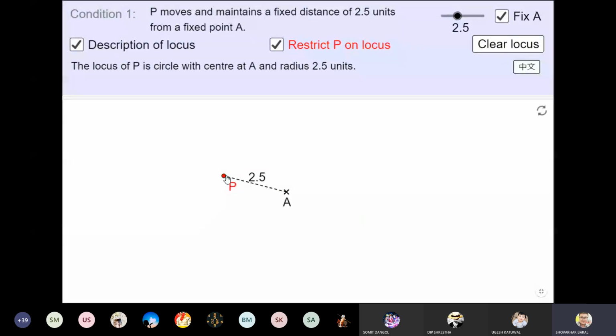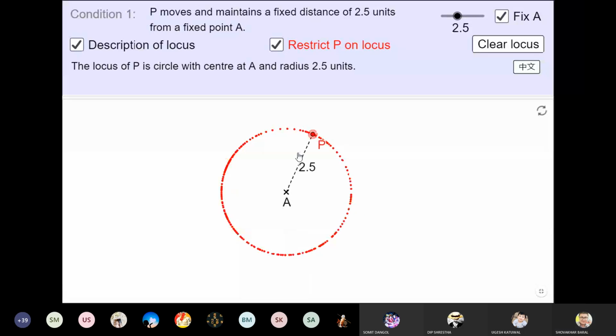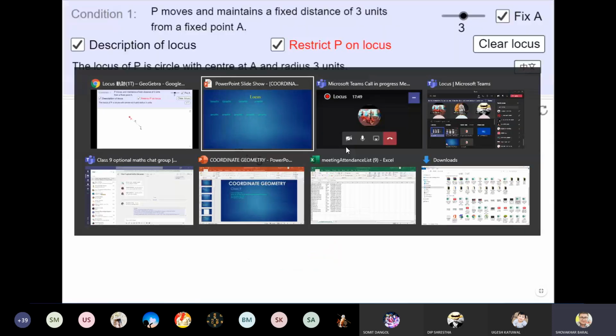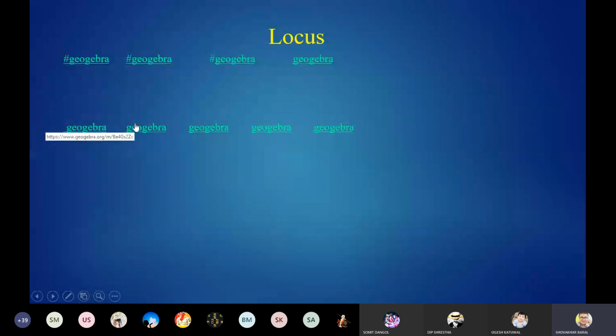Okay, so let me move the point P so that its distance from point A is always 2.5. So it will be something like this. It will be a smaller circle than the earlier one. If I make it 3, then it will be a circle of radius 3. Okay, भनेपछि कुनै एउटा फिक्स्ड पोइन्टबाट एउटा मुभिङ पोइन्ट हिँड्छ भने such that its distance is same, then it is a circle. So let me show you one more example.